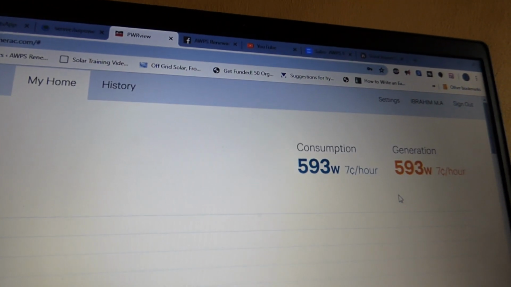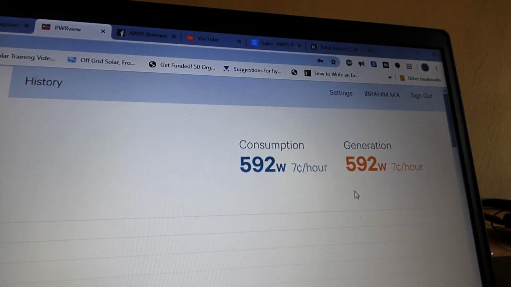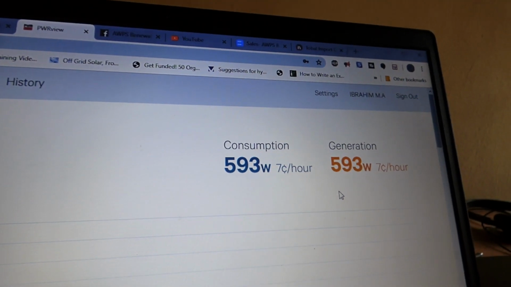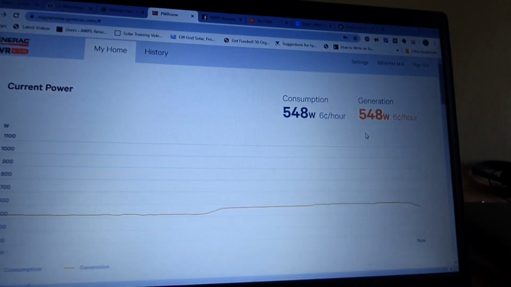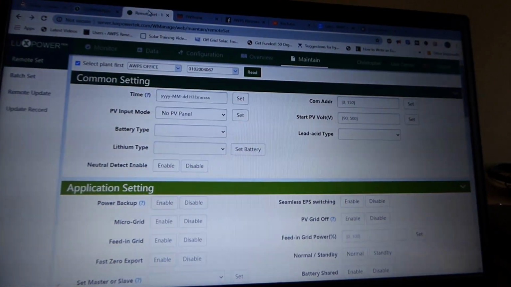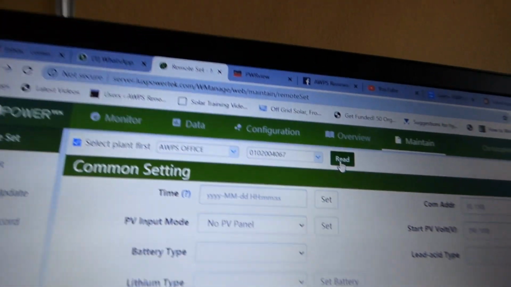Meanwhile, while it's doing that, let's see what our consumption is. We are at 505, 590, sorry, 593. 594, 593. So I think it's this AC that's doing that. So back, let me see if this remote setting works. So yeah, to access this, you click read.